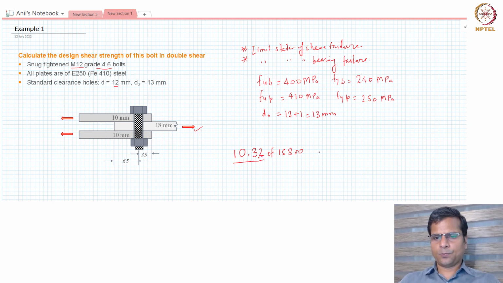It says that design shear strength of such a bolt will be equal to minimum of the design shear strength in bearing, design shear strength of the bolt and design bearing strength of the bolt. Okay. This is shear strength, this is bearing strength. Now when we are talking about this particular bolt, we have to first check what is the shearing action that is going on. First we will check for the shear strength.